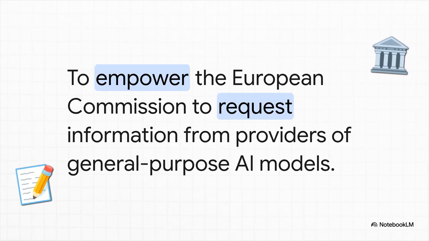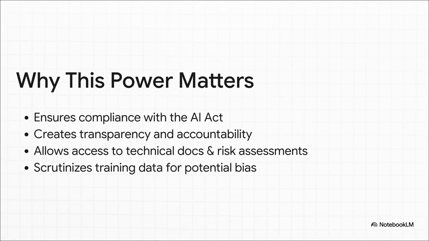At its very core, what Article 91 does is give the European Commission the legal power to go directly to the companies making these general-purpose AI models, we're talking the big ones like GPT, and say, we need to see your homework. They can request crucial information about how these systems are built, and that's the foundational power that makes everything else possible.